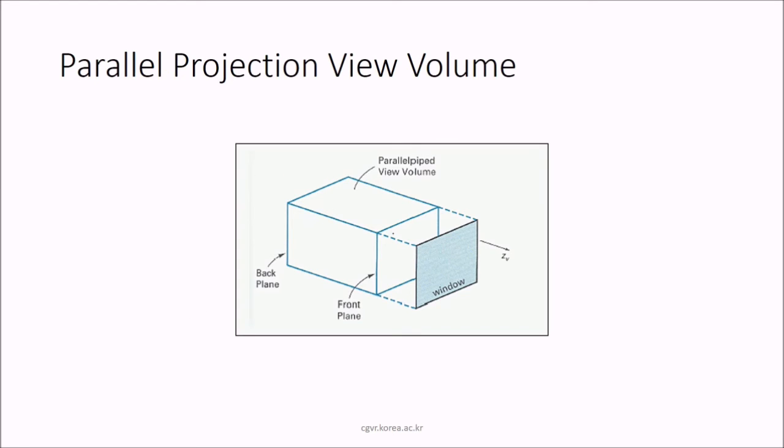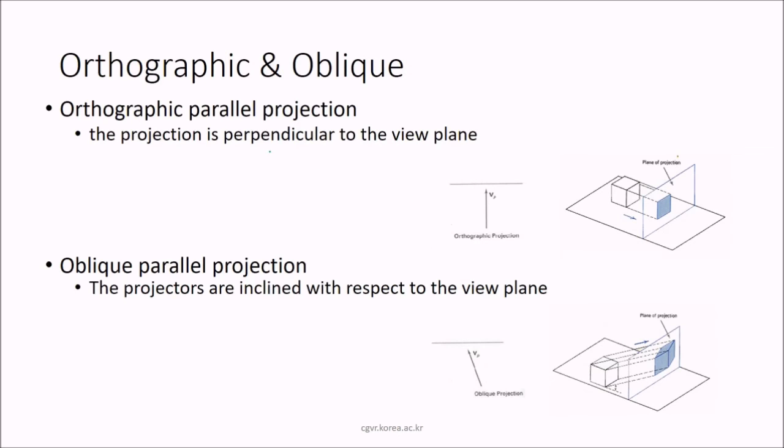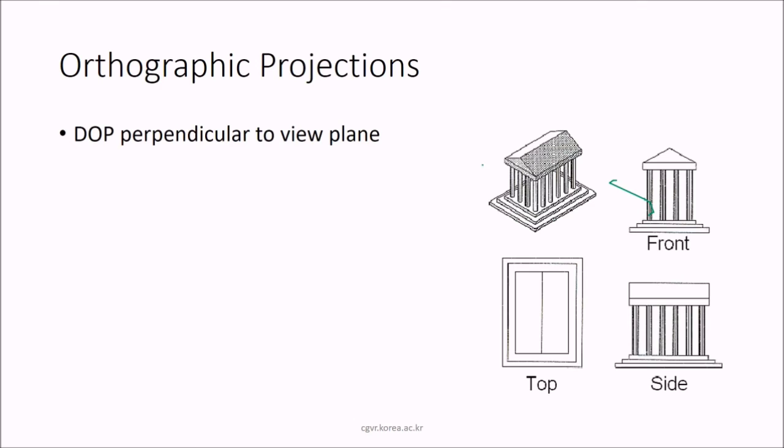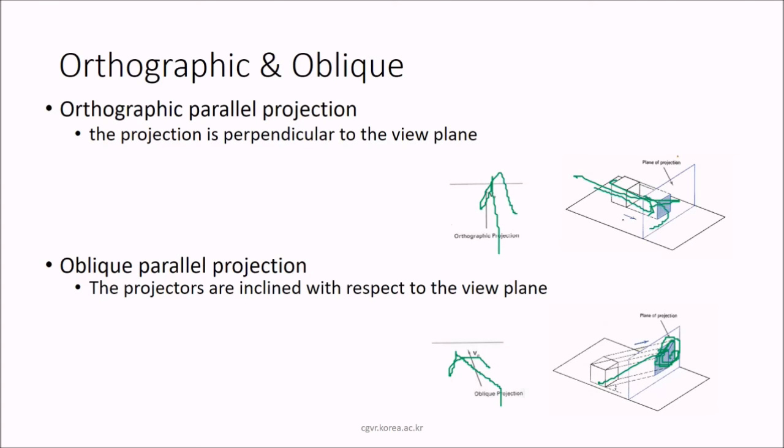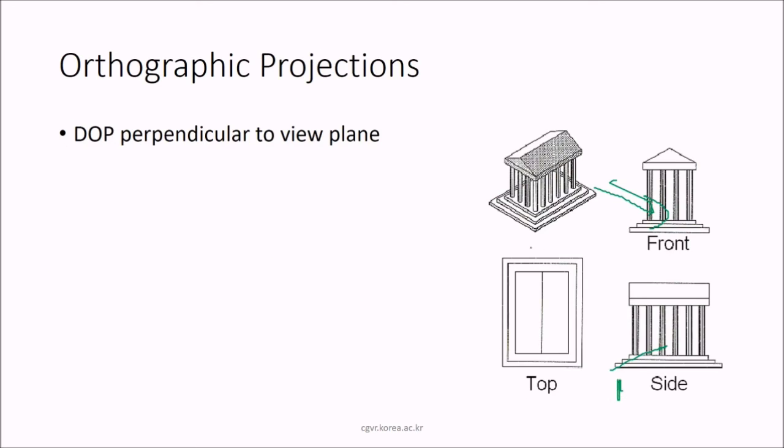So this is the parallel projection view volume. See, this is the simple projection, how you can present it, in the form of a window, and these are the orthographic and oblique projections. This is orthographic, and if a certain angle is used, then this is the oblique parallel projection. In orthographic parallel projection, the projection is perpendicular to the view plane. And in oblique parallel projection, the projectors are inclined at a certain angle with respect to the view plane. And in this orthographic projection, we can have front.